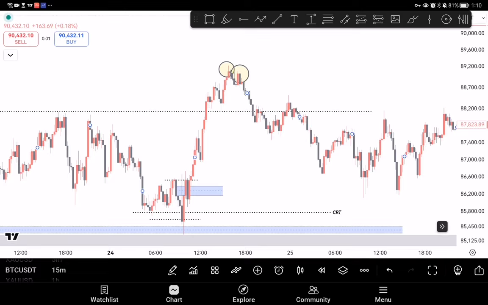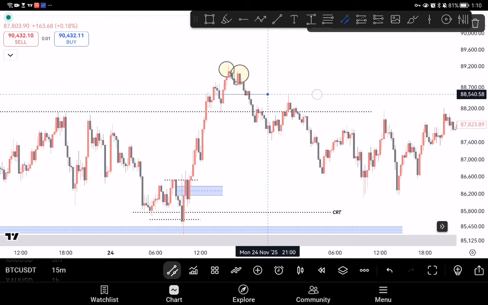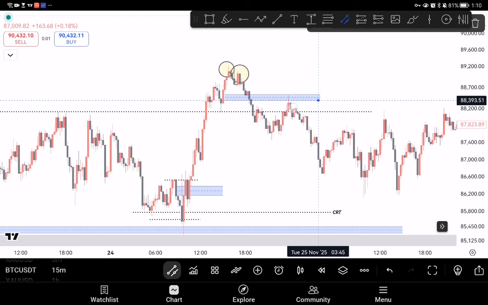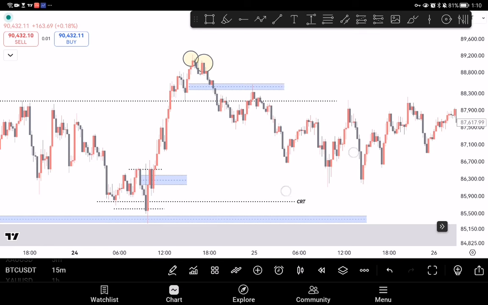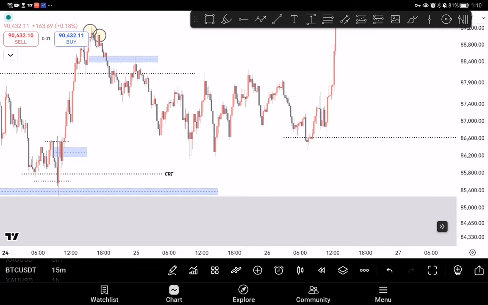That is what I'm going to call a CMT. For me, that is a CMT. Then we had this fair value gap here. And you see that price tapped us there and it went straight to the downside. So that is basically how I trade. That is all I want to see in the market.